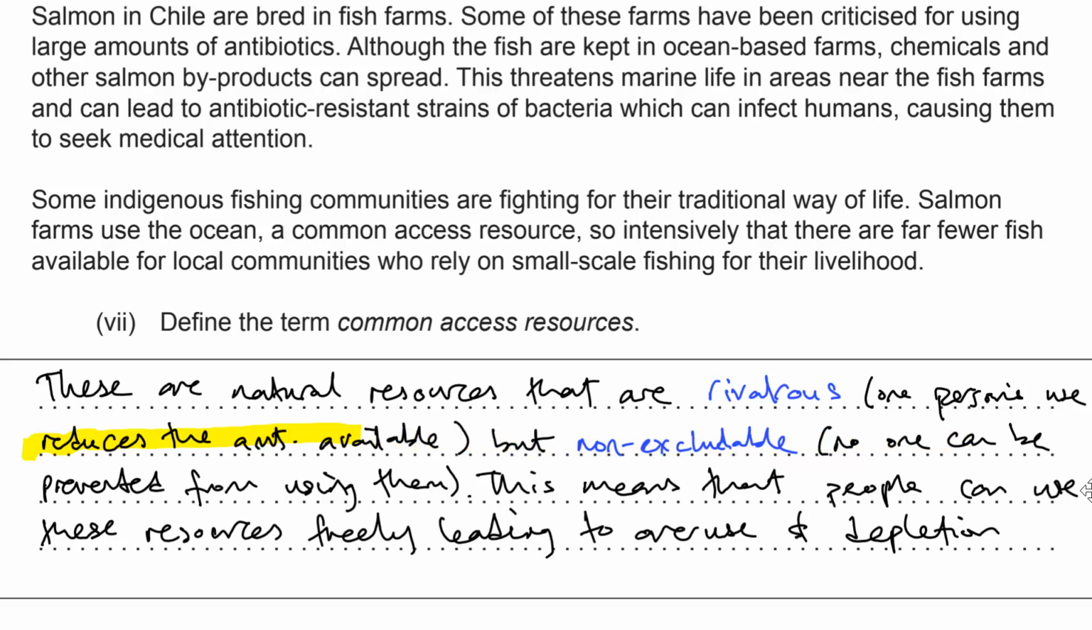Just mention rivalrous and non-excludability, as those are the 2 main features of a common access resource, and try to explain as succinctly as you can what these are. They don't give you a lot of space, which is really annoying, but I guess they're trying to hint to you that you don't need to write an essay, just go short and sharp and to the point. Anyway, that's a 2 marker. Let's keep moving.